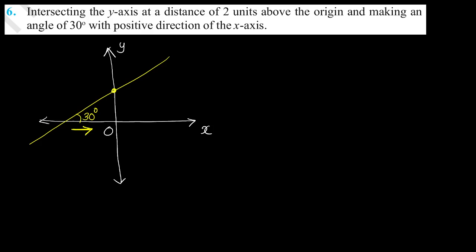This point is 2, or the coordinate will be 0, comma 2. If the point is on the y-axis, it has only y value. So 0, comma 2 is the coordinate of that point. The line cuts the y-axis 2 units above origin, making an angle 30 degree with the positive direction of x-axis. This is the line. Till this step you are okay?